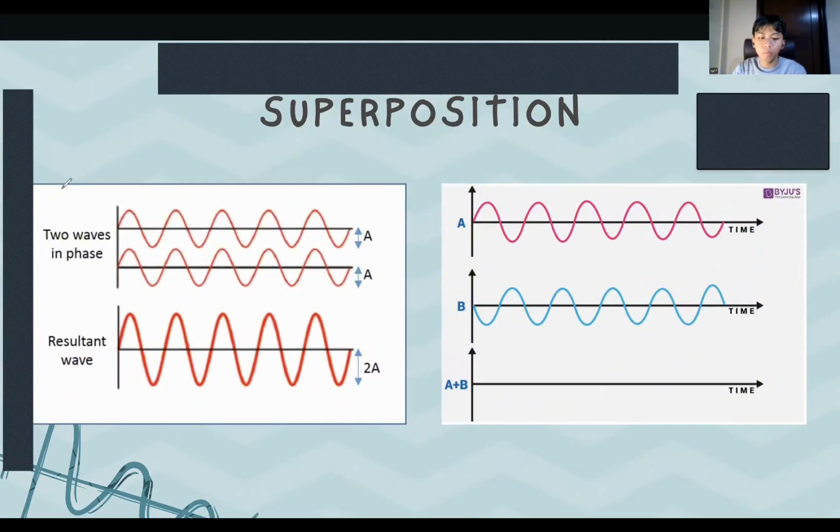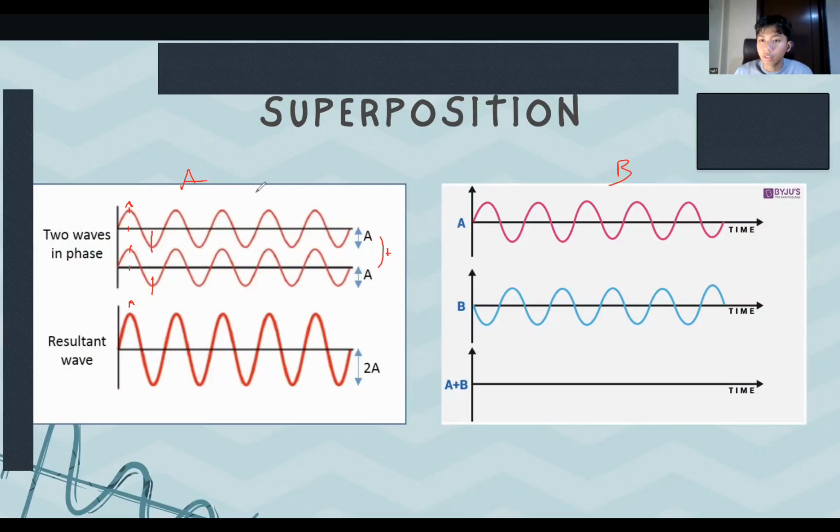Superposition is when two or more waves meet at the same point, the resulting displacement is simply the sum of the individual displacement of each wave. So from example A and example B, you can see that there are two waves meeting at the same point, like crest meeting with crest. In this one, the displacement, or the amplitude, is A. They will add to each other moment by moment, making the resultant wave 2A for the displacement.